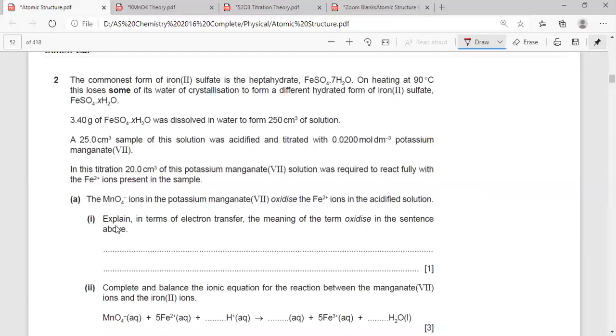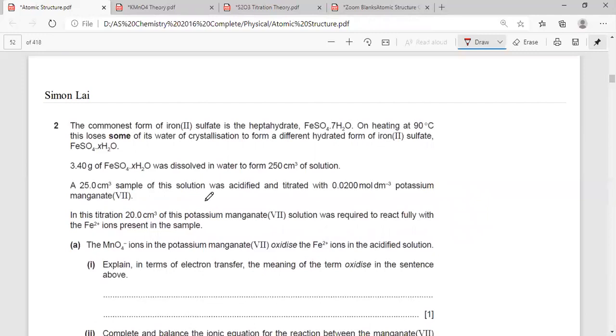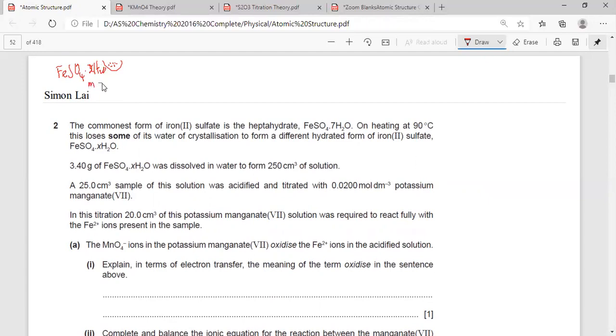It says now 3.40 grams of iron sulfate, FeSO4·XH2O, was dissolved in 250 cm3 of solution. I told you, a picture paints 1,000 words, so I can draw it here. This is your FeSO4·XH2O with a mass of 3.40 g, and you put it into 250 cm3, a standard flask.